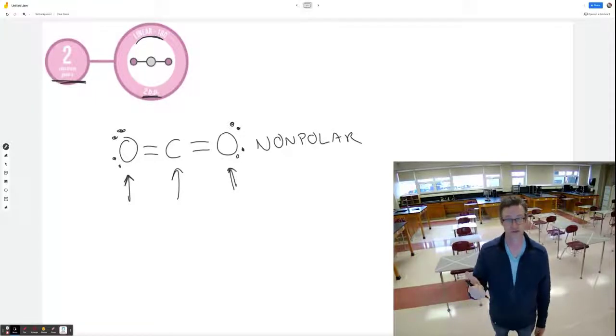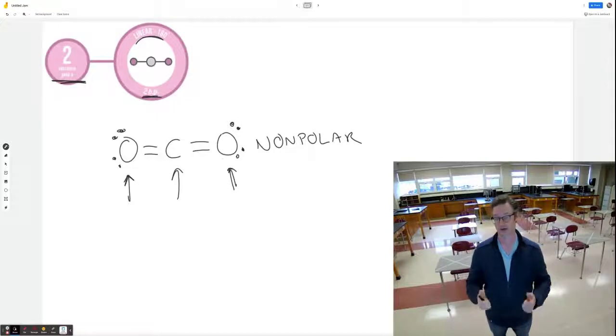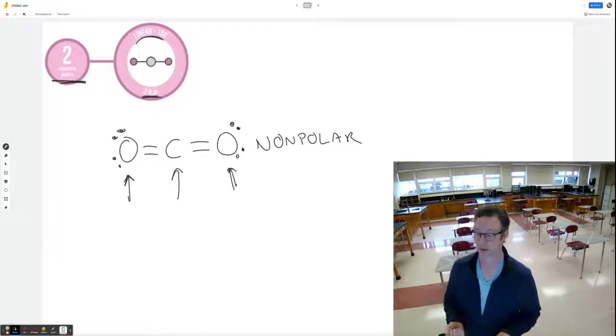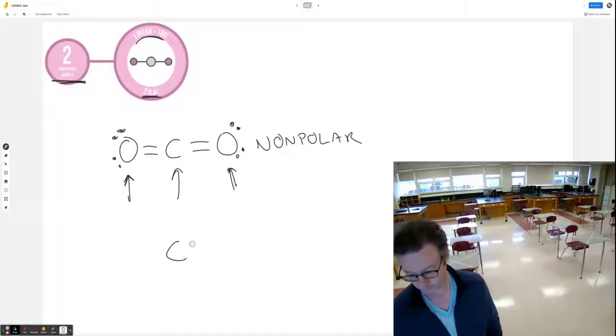Okay, so if you answer yes to the first question and no to the second question, then it's non-polar. All the terminal atoms are the same, and there are no lone pairs. That makes it non-polar. Let's look at another example.